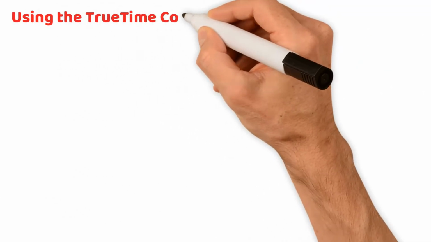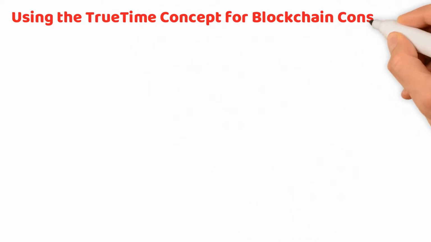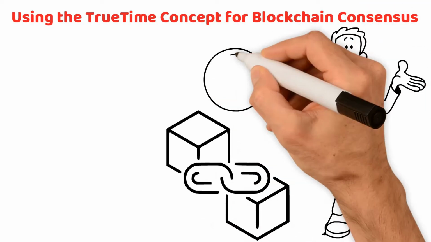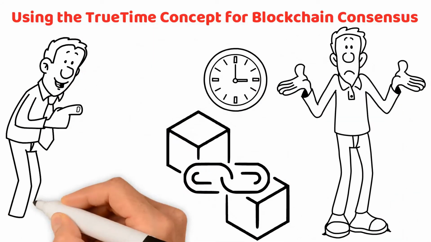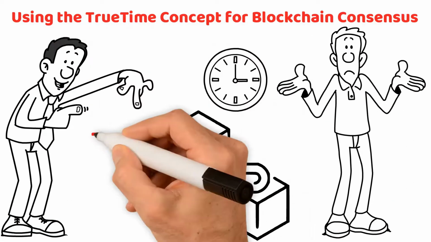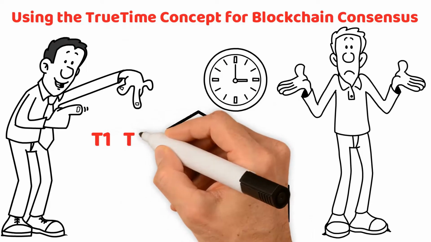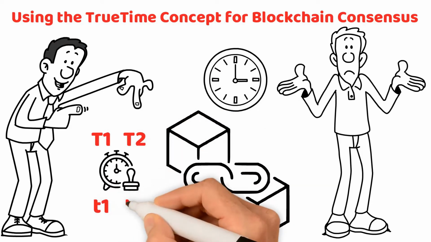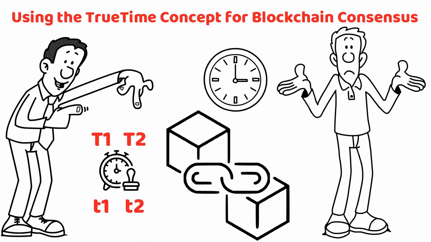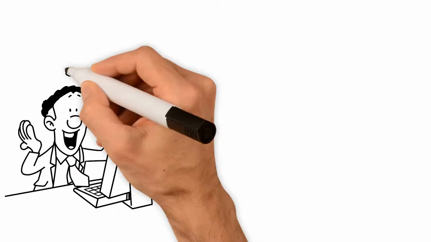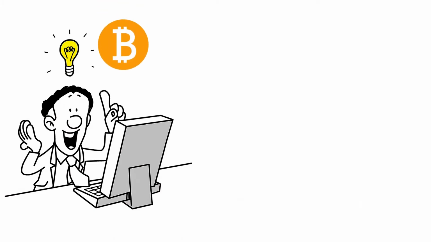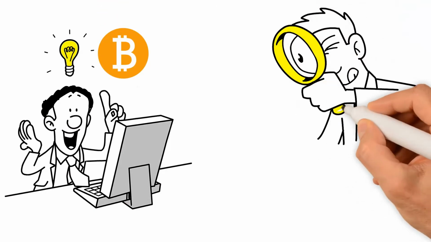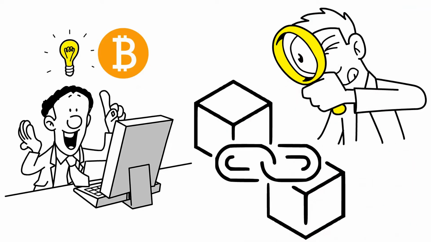Using the TrueTime concept for blockchain consensus. The question of how to order transactions on a blockchain with reference to time can be posed as follows. If event T1 happens before event T2, then timestamp T1 should be before timestamp T2. By translating some of Google TrueTime concepts over to the world of crypto, we can begin to see the beginnings of how proof of time can be achieved on the blockchain.